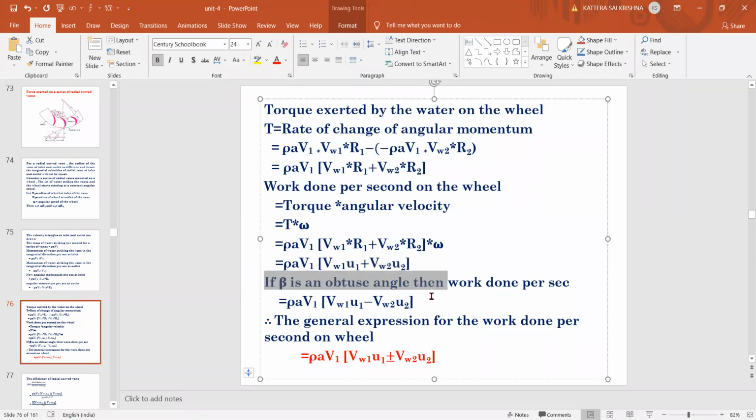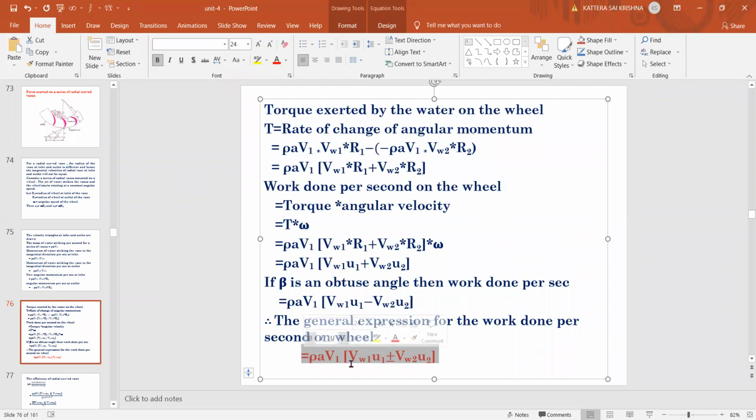If beta is an obtuse angle, as you already know, you get a minus sign. So rho A V1 into VW1 U1 minus VW2 U2 will be the expression when beta is obtuse, right? Similarly, if beta is 90 degrees, then the VW2 term becomes 0, and you get rho A V1 into VW1 into U1 only. In general, the mass per second in the case of a series of vanes is rho A V1 into VW1 into U1 plus or minus VW2 into U2. This is the final thing you need to remember for finding the work done.